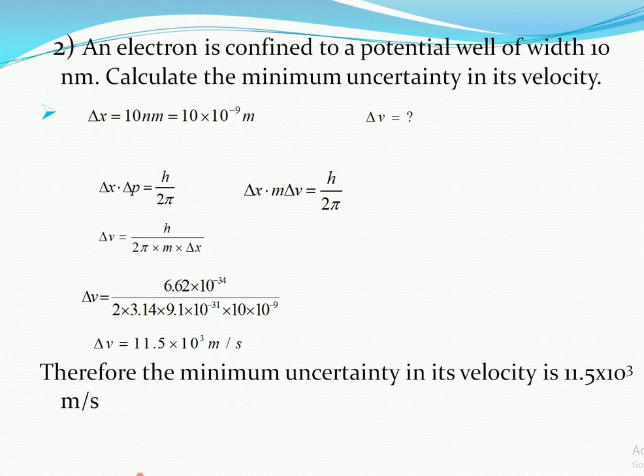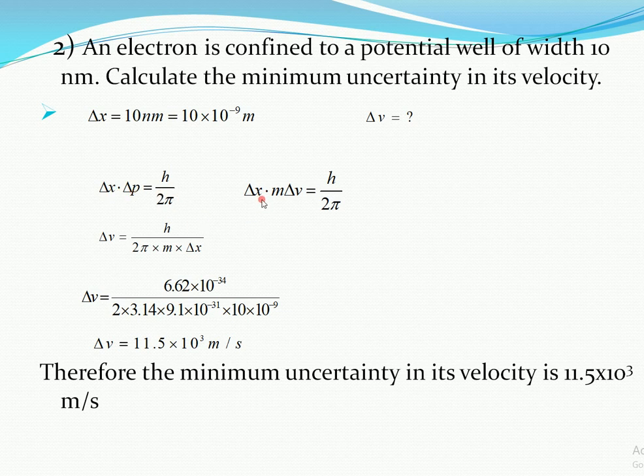The second numerical is: an electron is confined in a potential well of width 10 nanometer. Calculate the minimum uncertainty in its velocity. In this numerical, delta x, that is uncertainty in position, is given, which is 10 nanometer, equal to 10 into 10⁻⁹ meter. And we have to calculate uncertainty in velocity, that is delta v. The formula is delta x into delta p is equal to h upon 2 pi, and this delta p is equal to m into delta v.